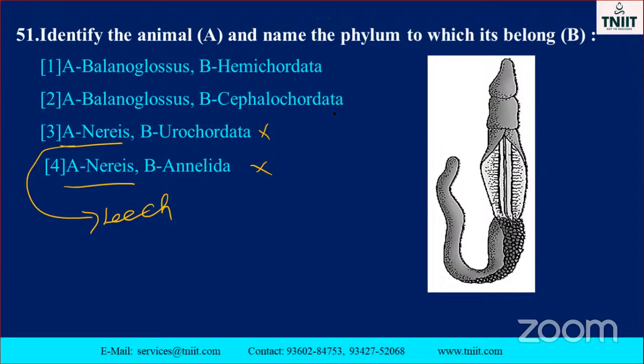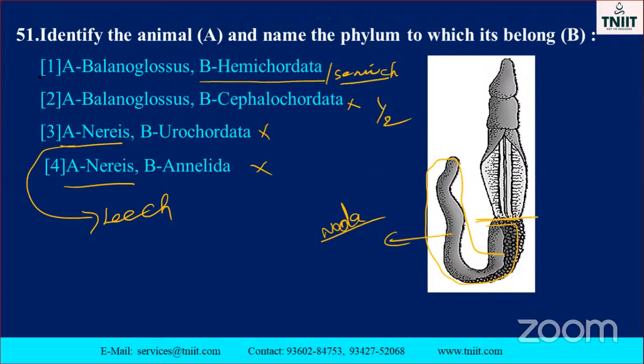Next, the B option is Cephalochordata. Cephalochordata will not come, because Hemichordata, otherwise called semichordata. The notochord is present only in the tail part, the lower part only. That's why it is called Hemichordata; semi means partial. The notochord is present only there, my dear students. So the answer is the first one. The other three are all wrong.